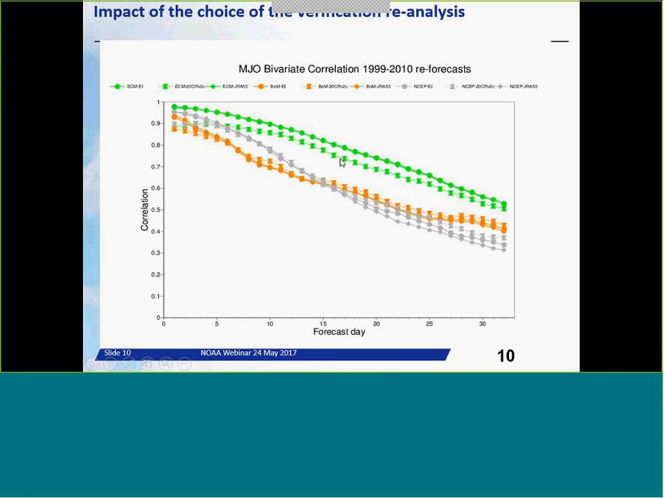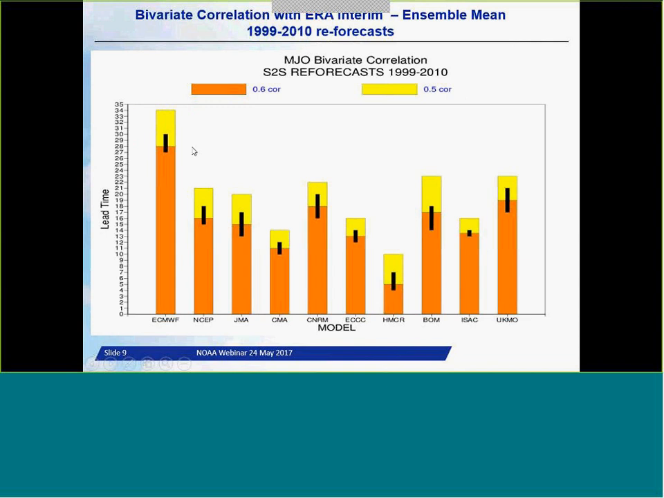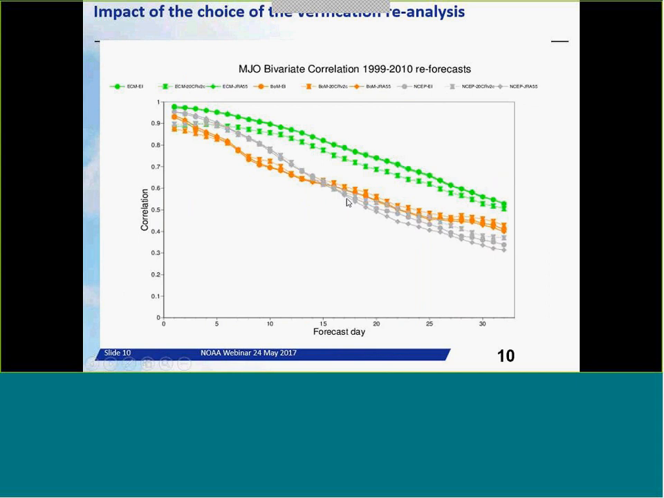The two other models are also quite sensitive to the choice of their analysis for verification, a bit less than the ECMWF model. So, in conclusion, there is some sensitivity to the reanalysis, but this sensitivity seems to be much smaller than the difference between the various models. So this suggests that the hierarchy of models we can see here is unlikely to change when verifying against other reanalyses. So it should not be too sensitive to the choice of the verification reanalysis.